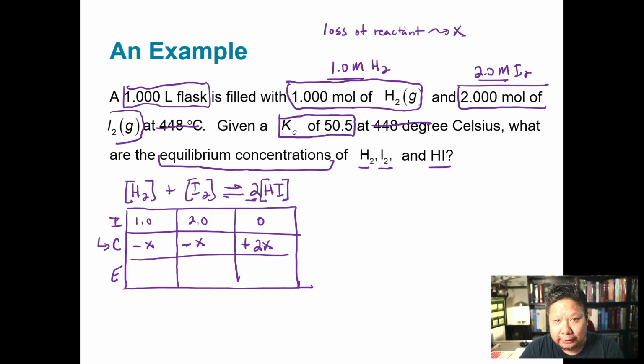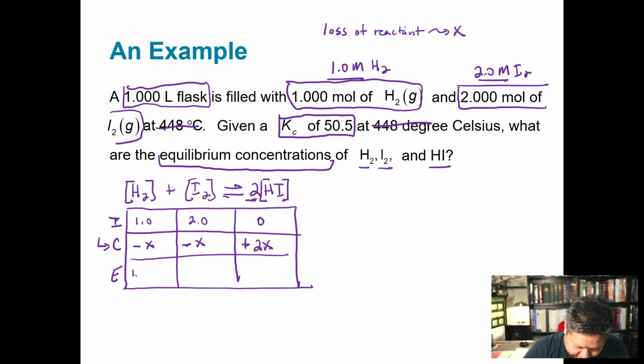So how do we fill out the third row? Well, the third row is even easier, right? Because we don't have to do any thinking here. It's just regular arithmetic. Because to get the equilibrium concentration for any of the reactants, it's just the initial minus the change, right? And then for the product, it's the initial plus the change. And so let's do that.